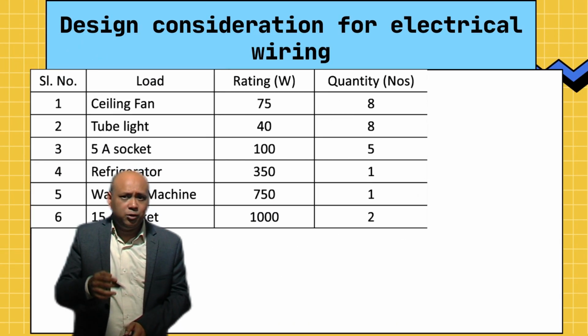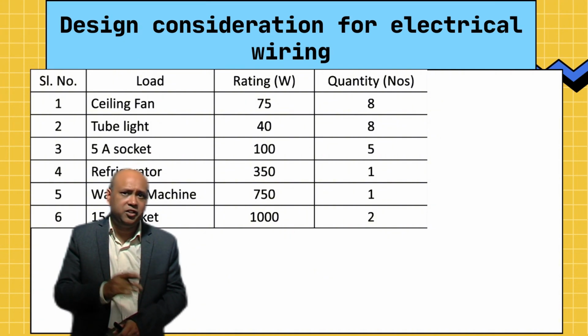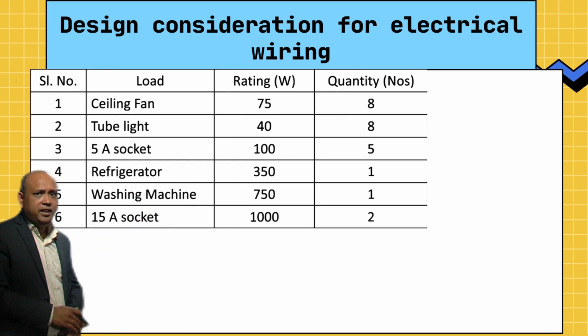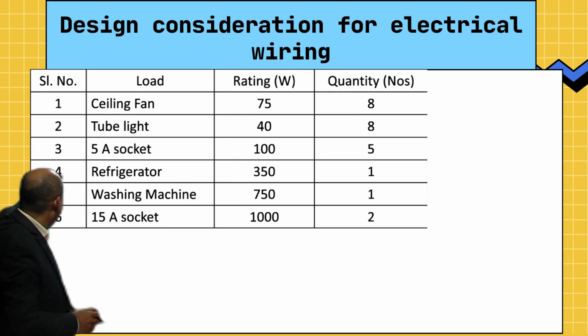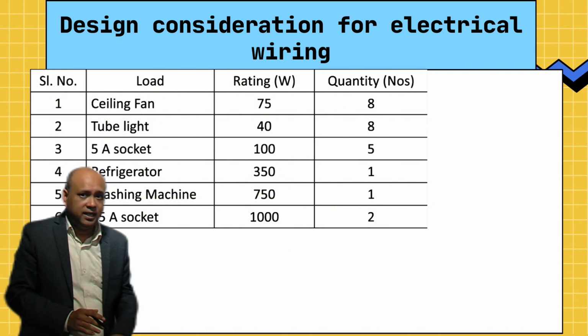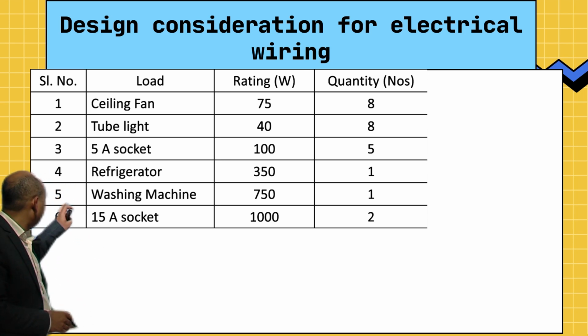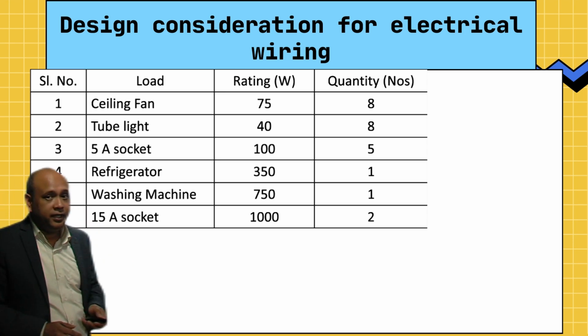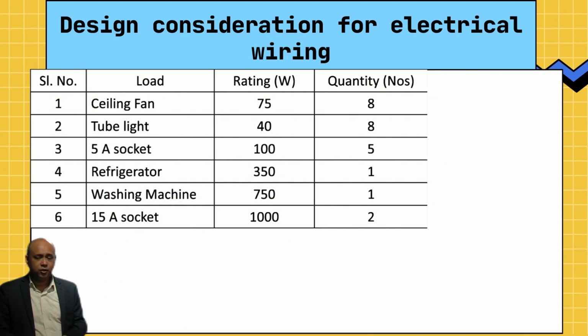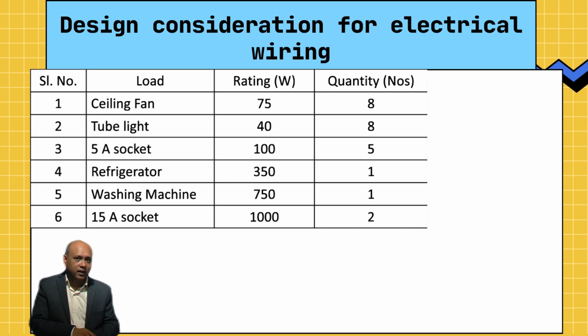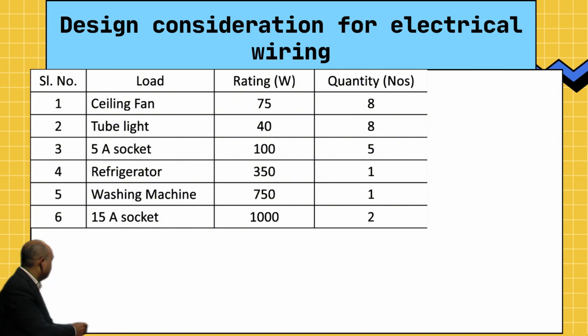Let's understand how to design the wiring of a small electrical installation with the help of an example. In this table, you can see that there are 6 different types of loads: the ceiling fan, the tube light, 5 ampere socket, refrigerator, washing machine, and the 15 ampere socket. The ceiling fan, tube light and 5 ampere socket will fall under the category of light and fan sub-circuits.